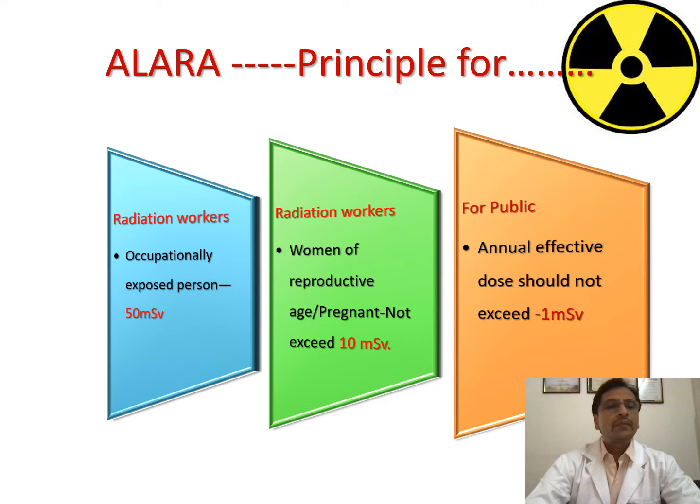So the annual effective dose should not exceed more than 1 millisievert for the public. For a radiation worker, it would be somewhere around 50 millisieverts, and a woman radiation worker who is of reproductive age or who is pregnant should not exceed more than 10 millisieverts.